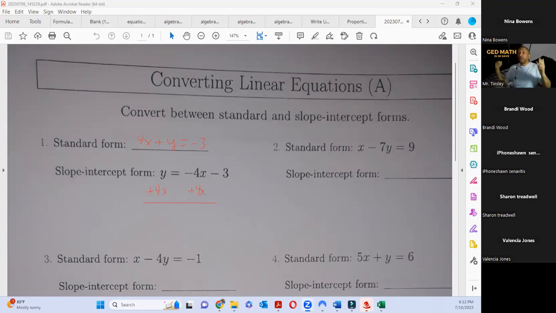So for number 2, standard form, ax plus by equals c, a equals 1, b equals -7, c is 9. To find the slope, negative a over b, so that's -1 over -7. Two negatives make a positive, so my slope is 1/7. Walk yourself through it and say it out loud. Why? Because you're reading it, you're writing it, you're hearing it, you're seeing it. Touch all your senses except smell.